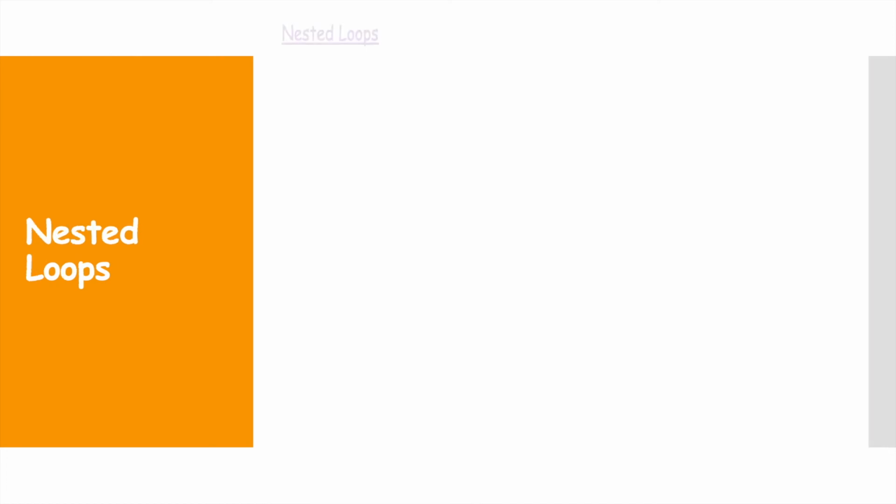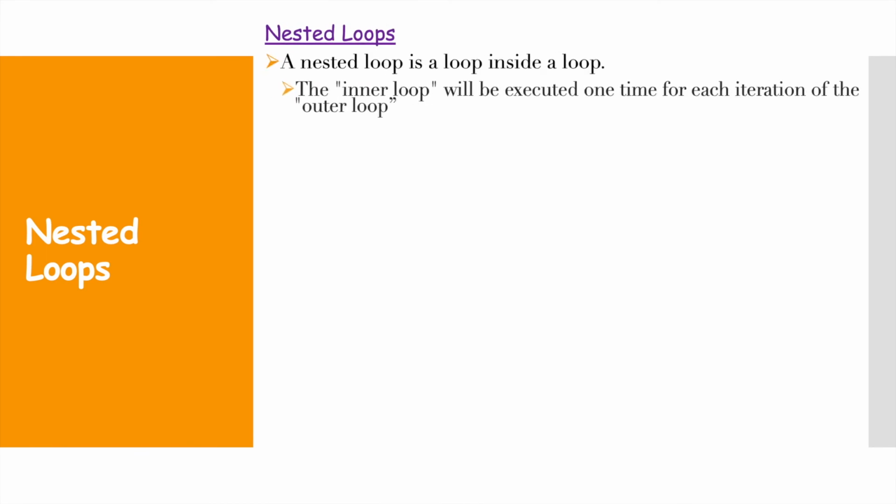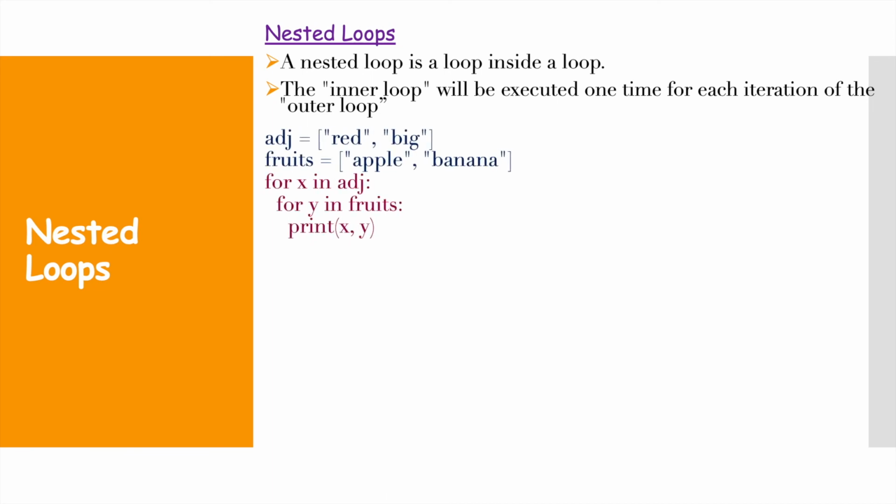Now we come to the nested loops. A nested loop is simply a loop inside a loop. The inner loop will get executed one time for each iteration of the outer loop. So here is an example where you have a list of adjectives, that is red and big, and a list of fruits, that is apple and banana. You are using a for loop for x in the adjective list, that is the outer loop. You're using another loop inside, that is for y in fruits, and you are printing both the values of x and y. So you are getting the output as red apple, red banana, big apple and big banana.